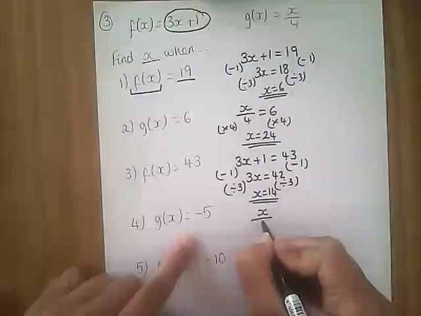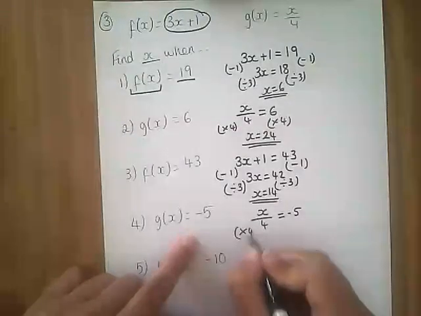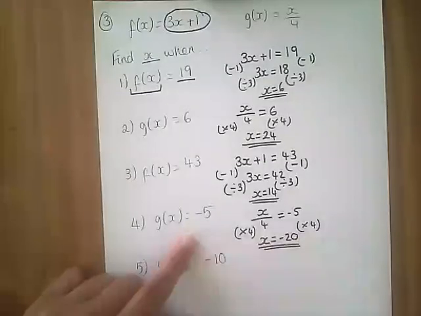Here we've been told g of x equals minus 5. So x over 4 equals minus 5. Opposite of dividing by 4 is times by 4. Minus 5 times 4 is minus 20.